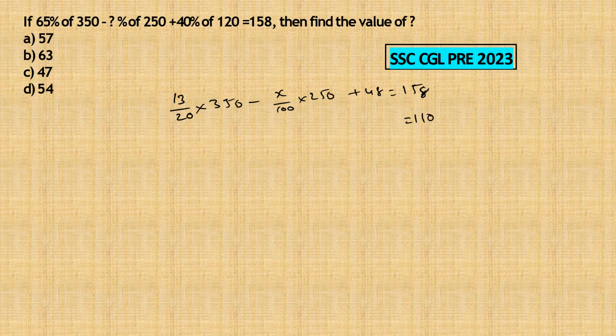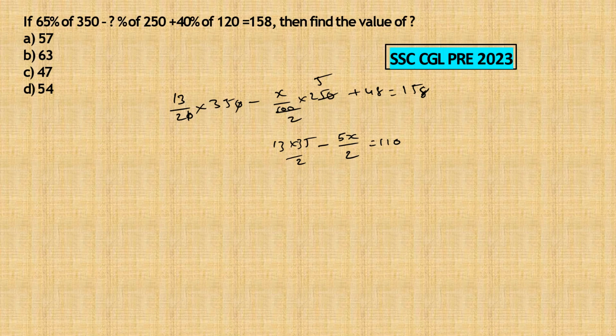X% of 250. Here you cancel it, that's it. Now you are getting 13 into 35 divided by 2 minus 5x by 2 is equal to 110. You can multiply the 2 here.